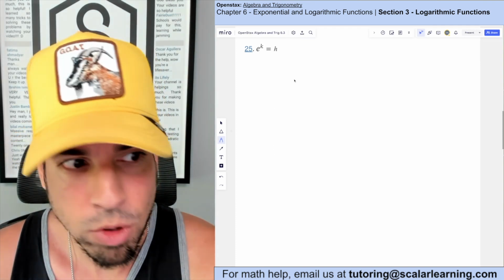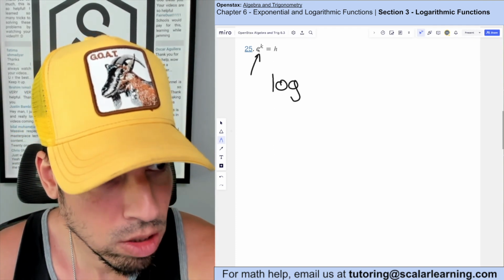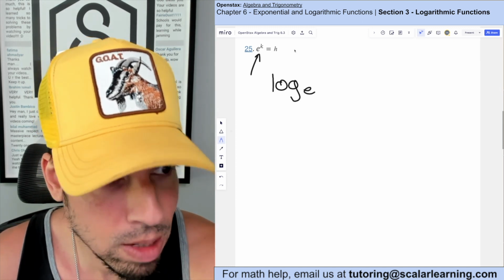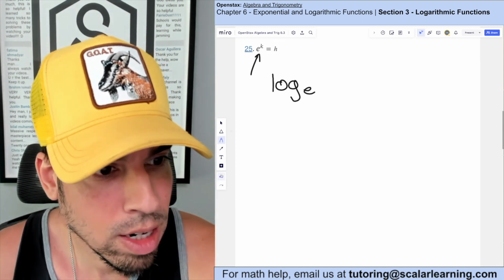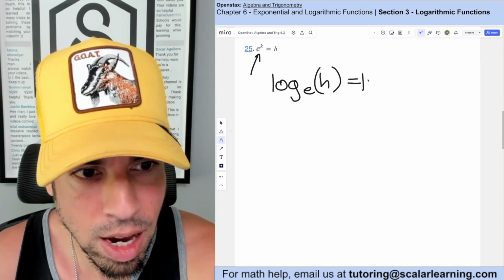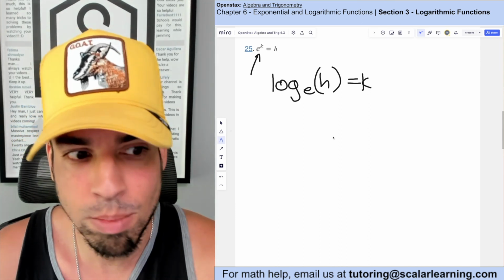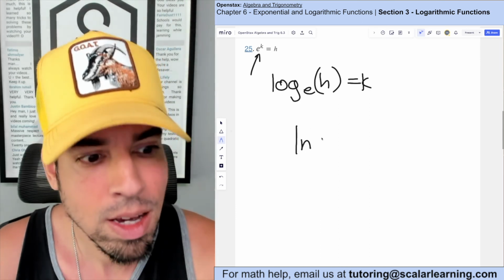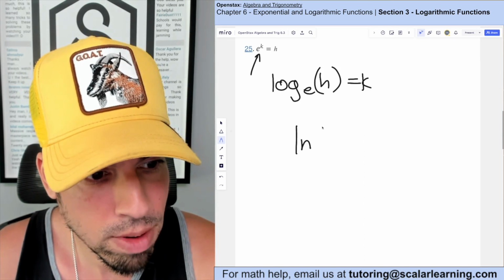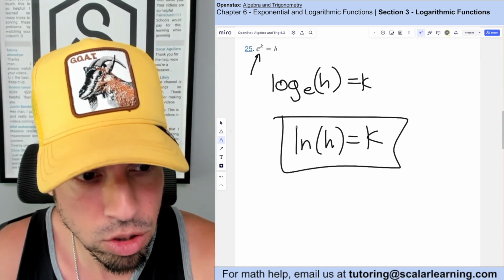For this one, as we convert to logarithmic, we take the base of the log to be this value here that's being raised to an exponent, so that's e. Then we take that h value on the other side, that's the argument of the log, and then that equals the exponent, which is k. But the good news is log base e can be rewritten in a simpler format, which is natural log, aka ln. So then we have ln of h equals k, and there's your final answer, done.